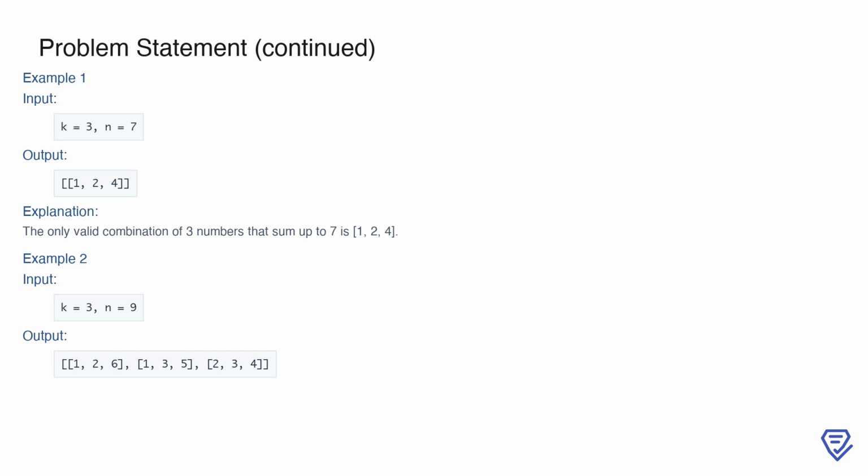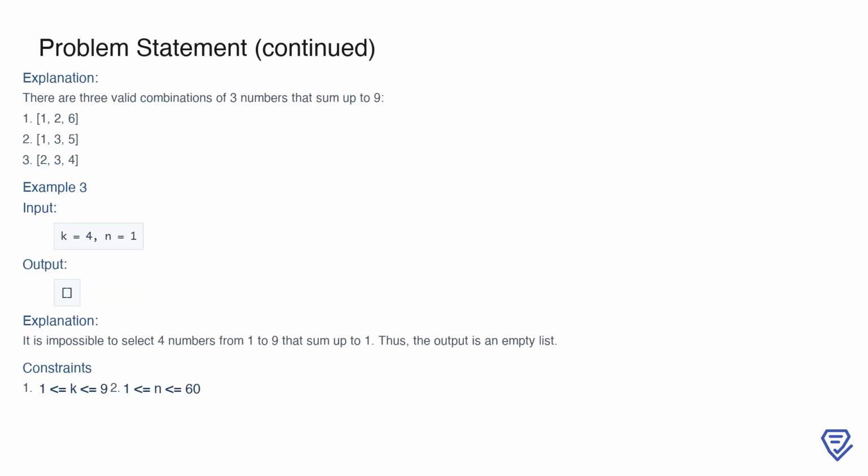These examples demonstrate how to identify combinations that satisfy both the sum requirement and the condition of using distinct numbers. Looking closer at the second example where k equals 3 and n equals 9, we can see the three valid combinations listed explicitly. The first combination is [1, 2, 6], which uses three distinct numbers to reach the target sum of 9. Similarly, [1, 3, 5] and [2, 3, 4] are valid combinations that satisfy the same conditions.